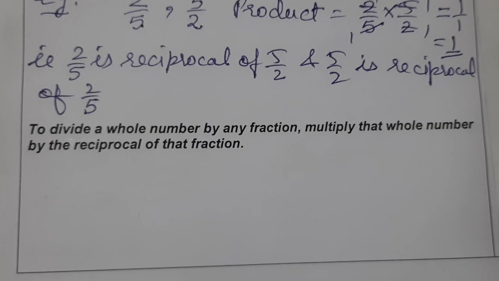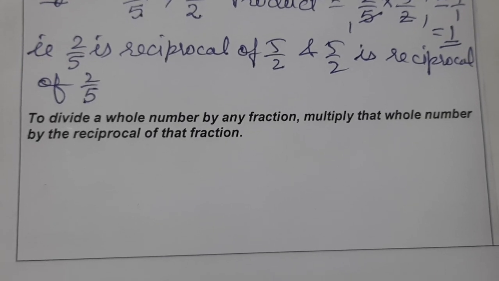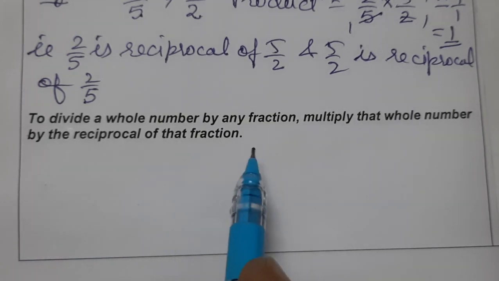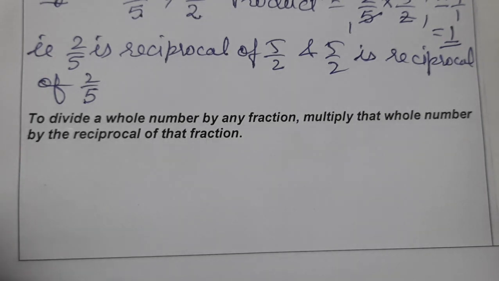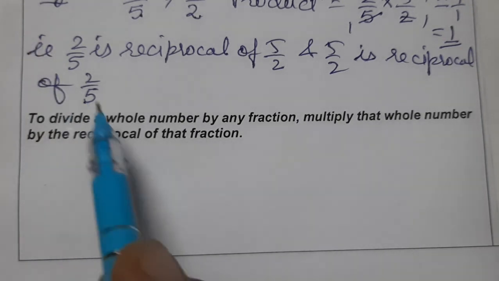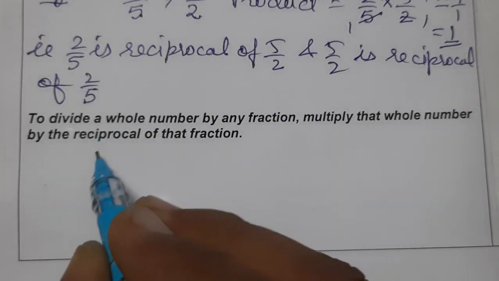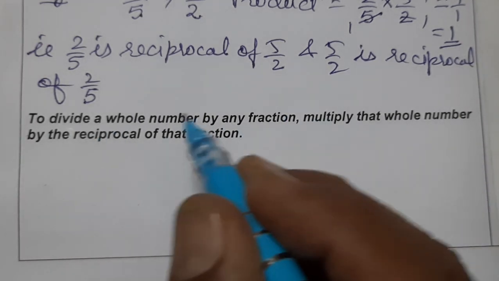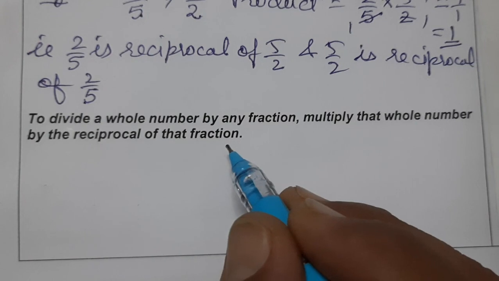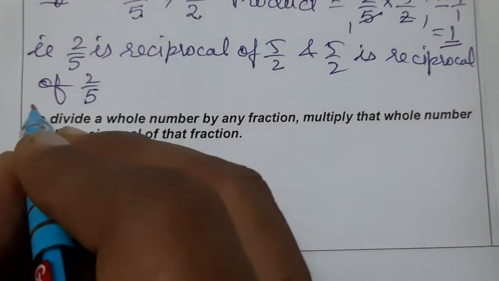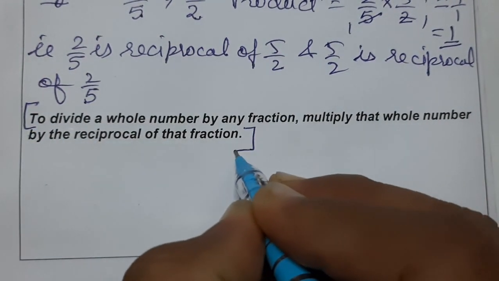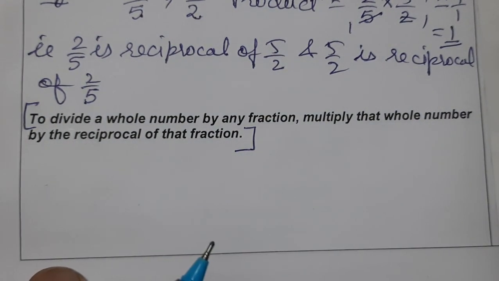To divide a whole number by any fraction, multiply that whole number by the reciprocal of that fraction. This is just the statement that we studied in division of fractions. That is the important note we come to understand. Just now, in the first topic, we studied division of a whole number by a fraction. So this is the statement.